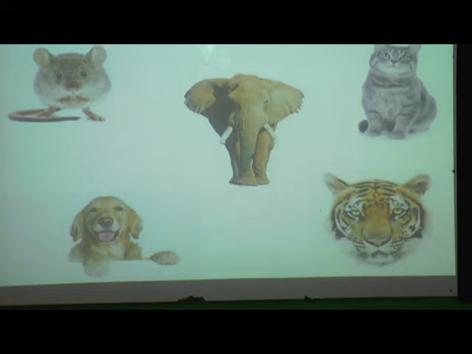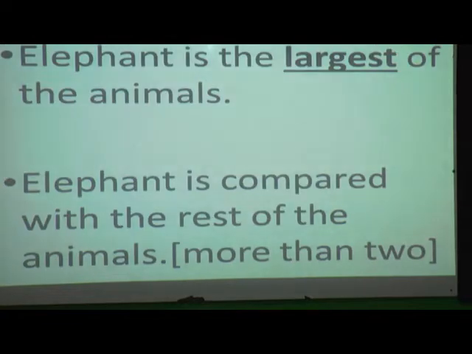Yes, elephant is the largest animal. Which means what am I doing here? I am comparing the elephant with the rest of the animals. Here more than 2 animals are there. I am not comparing the elephant with only the cat or tiger, but I am comparing the elephant with the rest of the animals. There are many animals, but in all that, who is the largest? Yes, elephant. So we are learning comparison between more than 2 things or persons. So the elephant is the largest of the animals. Understood? This was one of the examples.